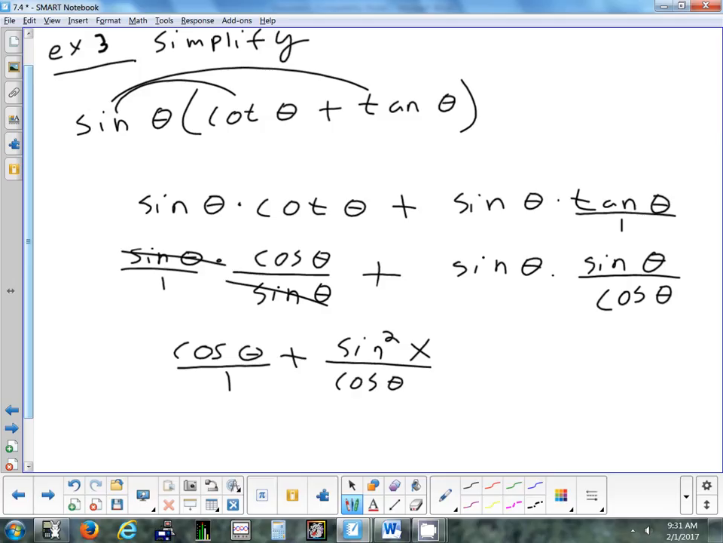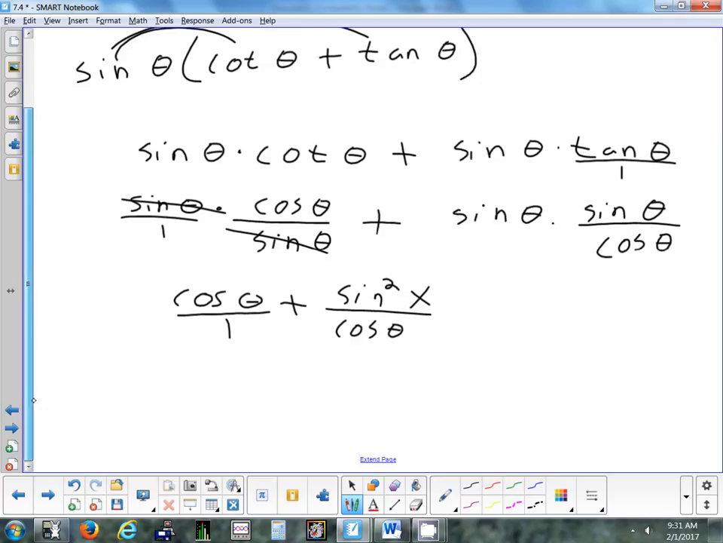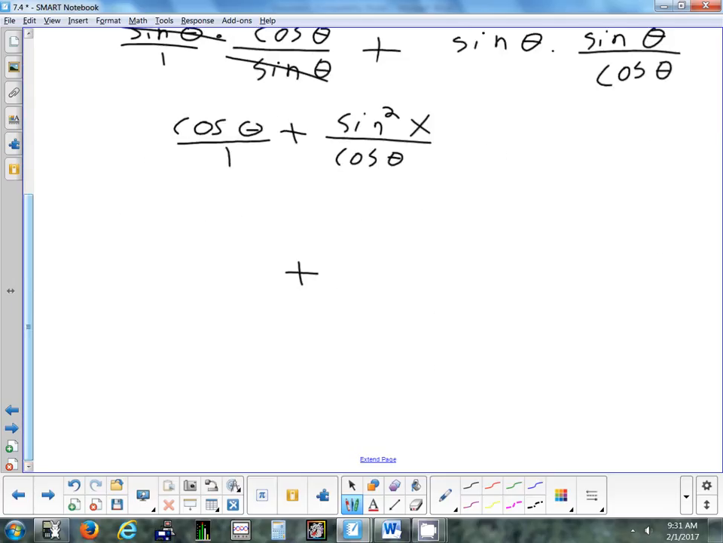Now, I'm thinking to use that trick I just showed you. I have two fractions with different denominators. I can't change things to sine and cosine. I already did that. So the only other trick I can try, and hopefully something nice happens, is to find a common denominator. Okay. What's going to be my common denominator? Cosine. The common denominator is always the product of the two that you have. I have a 1 and I have a cosine. So cosine is my common denominator.